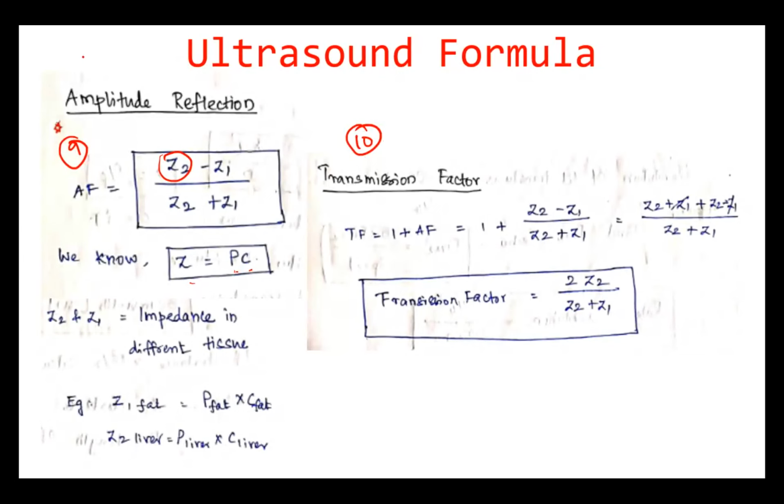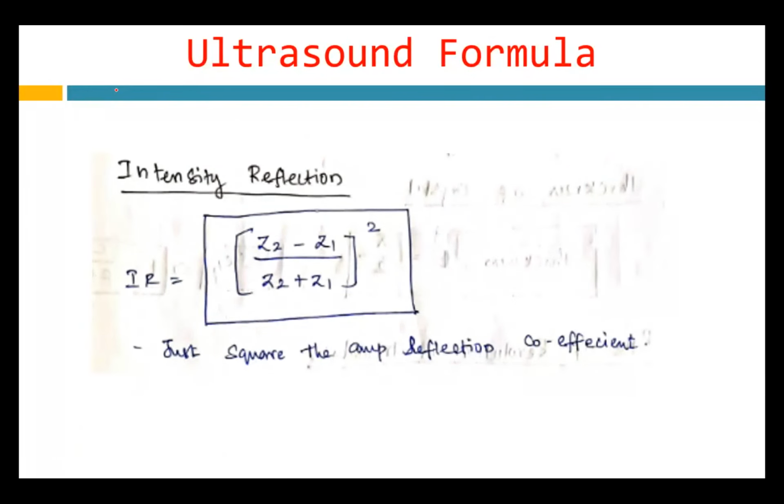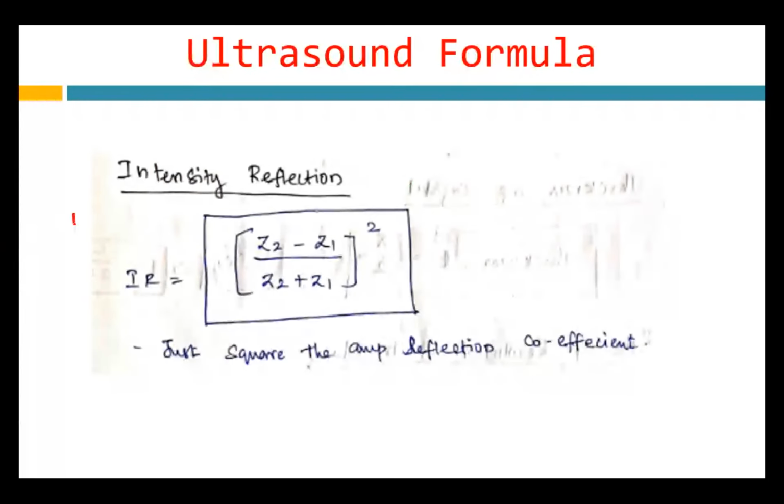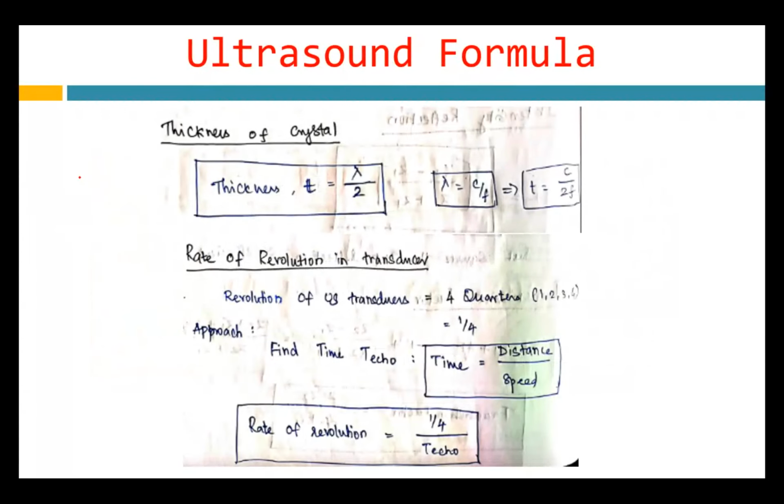Again, in BM GATE 2020 a problem came from this, and in 2021 also, a 2 mark question. So it is familiar, and in ultrasound this is one of the most important formulas again, right? If you square this, you get the intensity reflection coefficient. Just square it. So this is the 11th concept. And this is the 12th.